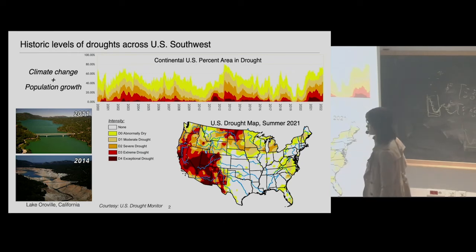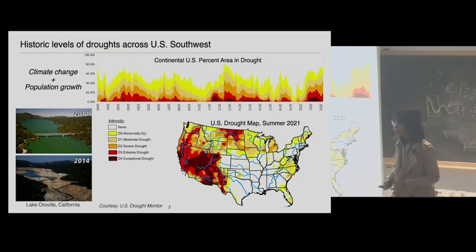Now we're at another historic level of drought. Indeed, last summer we witnessed a severe extent of drought ravaging California and the southwestern United States. Together with the rapid growth of population, this drought is really bringing water security to a tipping point.